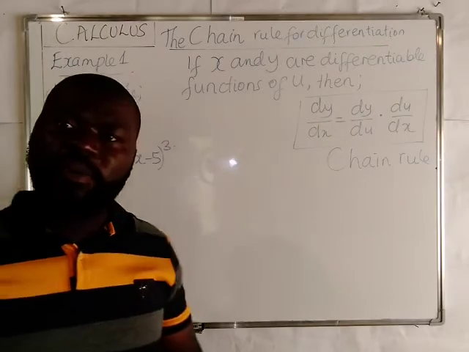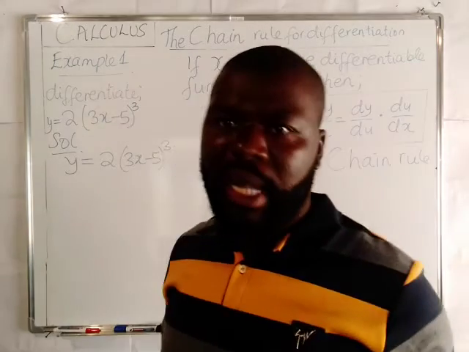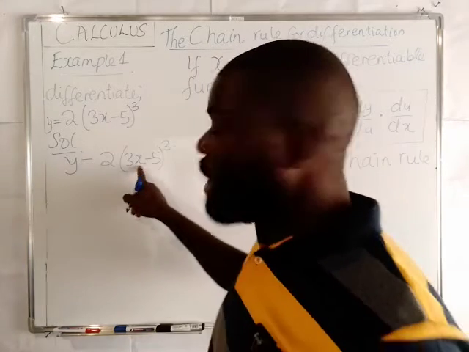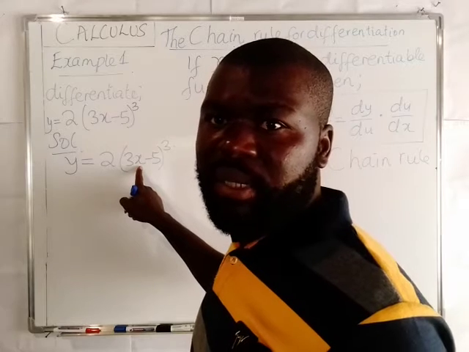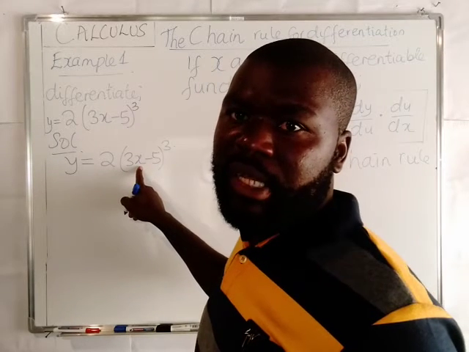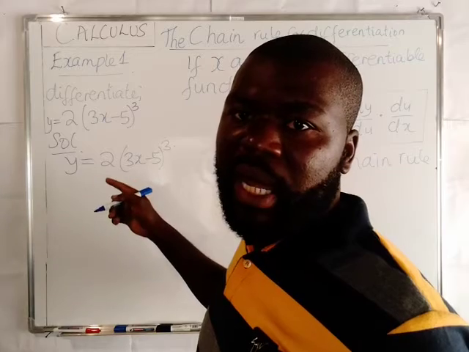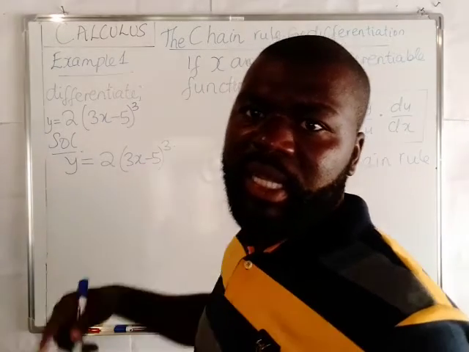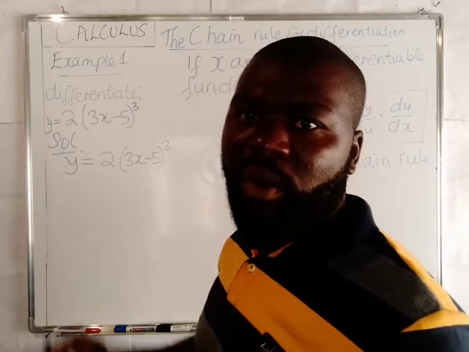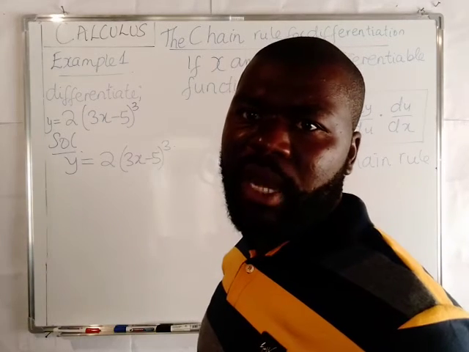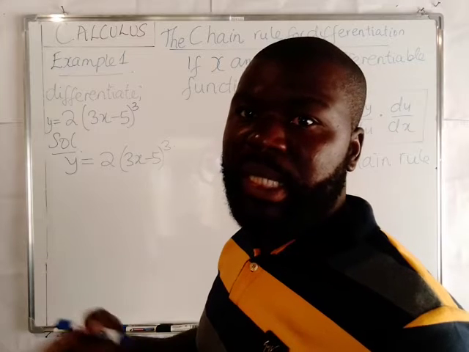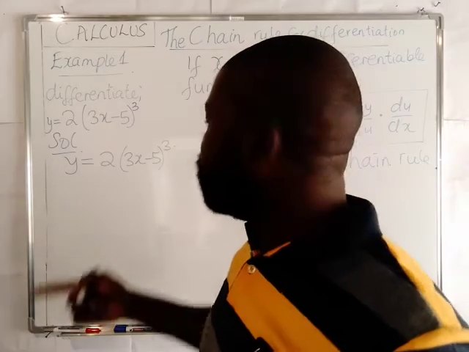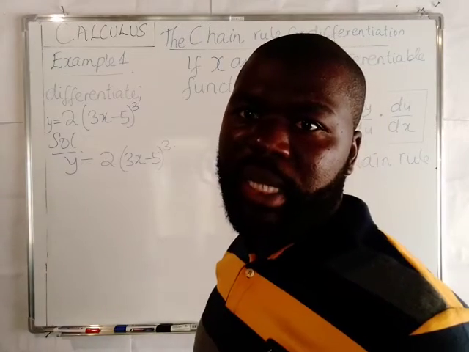It is difficult for us to use the formula method or the power rule. Why? Because this expression in brackets has been raised to the power 3. So for us to use the formula, we need to first expand the brackets, then use the formula on each one of the terms. But that is a long way to go. So we need just to use the chain rule.